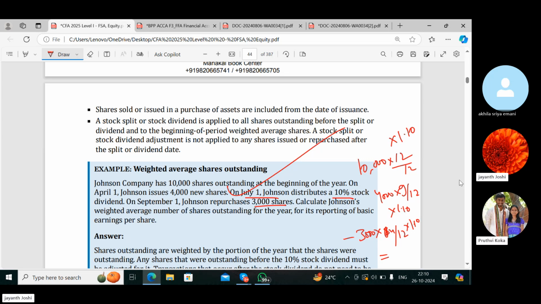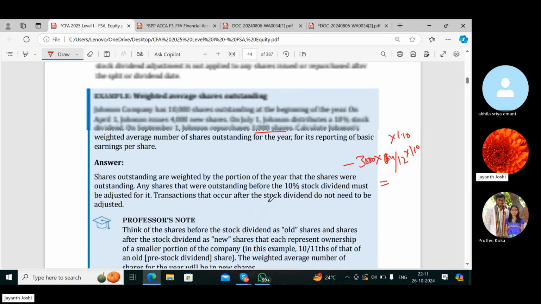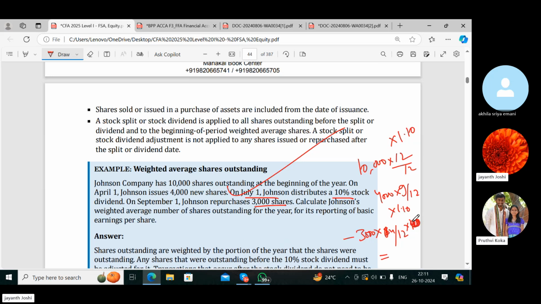Why? No, no, no. Just a second. September 1 repurchase, right? July 1st, the stock dividend was there. For this, we should not do it. Why? Because only after that the repurchase happened. If it was before July, we should have. Before July, you would have given the effect. But what has happened is the repurchase happened after this event, right? After the stock dividend has happened, the repurchase happened after that. But if the repurchase would have happened in the month of April, you would have given the treatment. Did you understand? Yes.